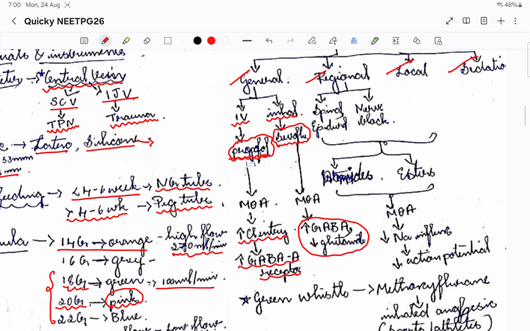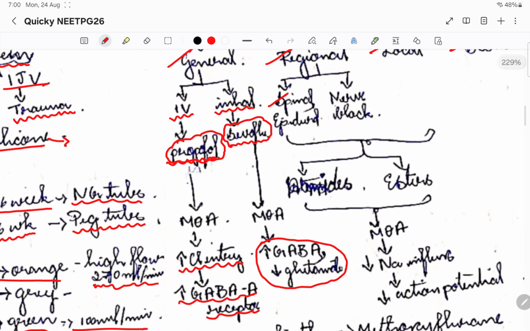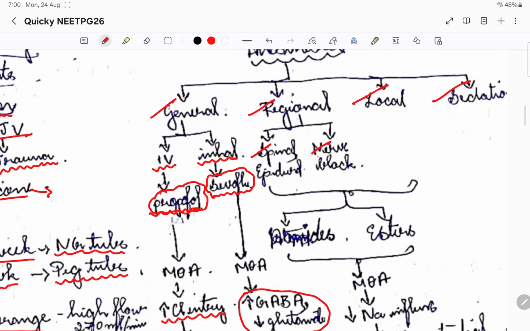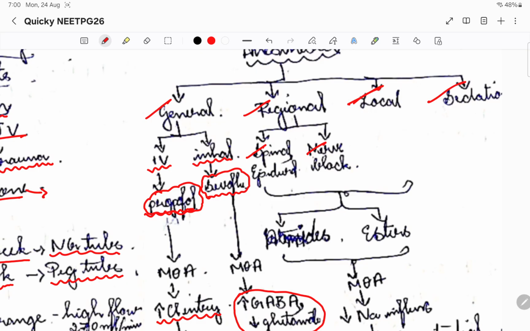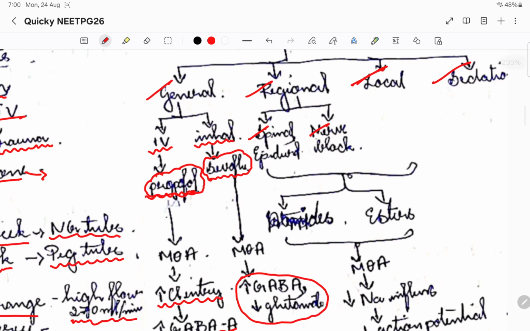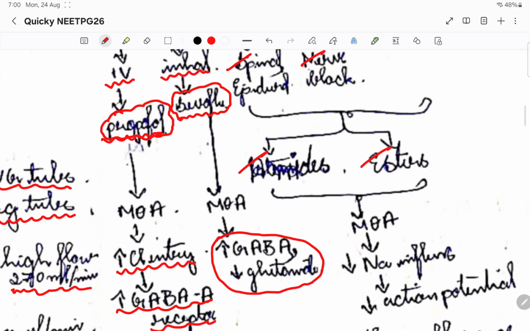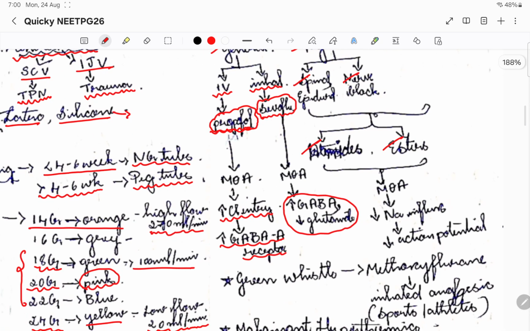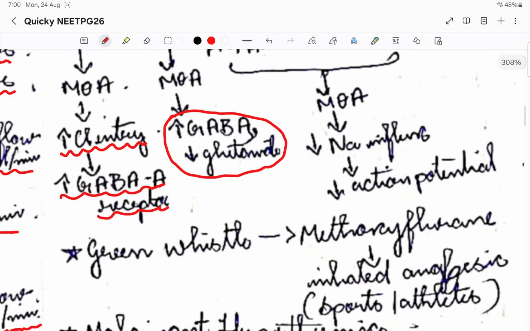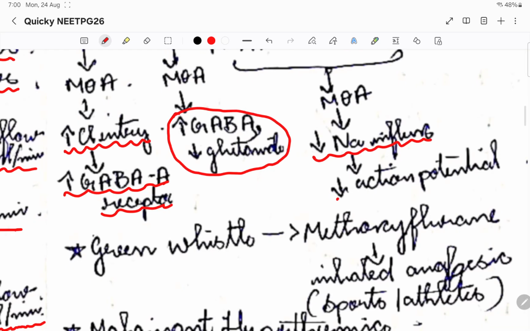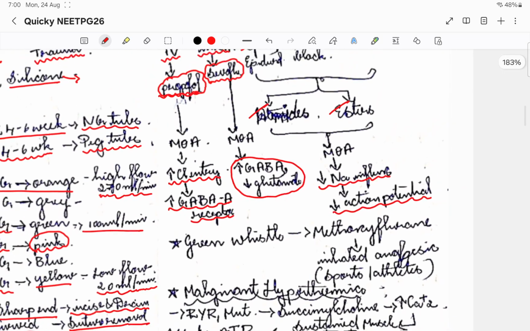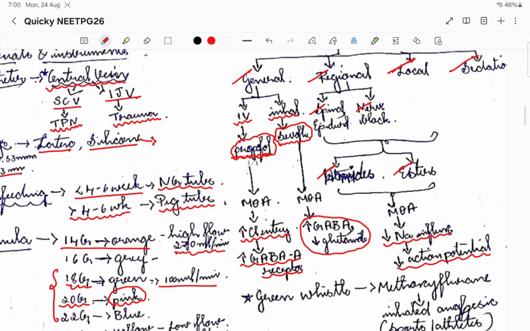Coming to regional anesthesia, it is going to be spinal anesthesia, nerve block, and another one is local anesthesia. There are 2 kinds of local anesthetics, that is amides and esters. Both of them have a similar mechanism of action, that is, they reduce the sodium influx and reduce the action potential. We discussed this in general physiology. Sodium influx was the first thing that happens for an action potential to generate. So if there is no sodium influx, how will the action potential get generated?